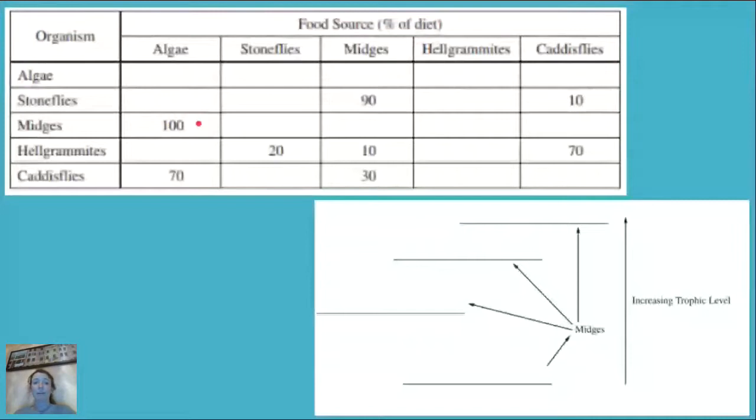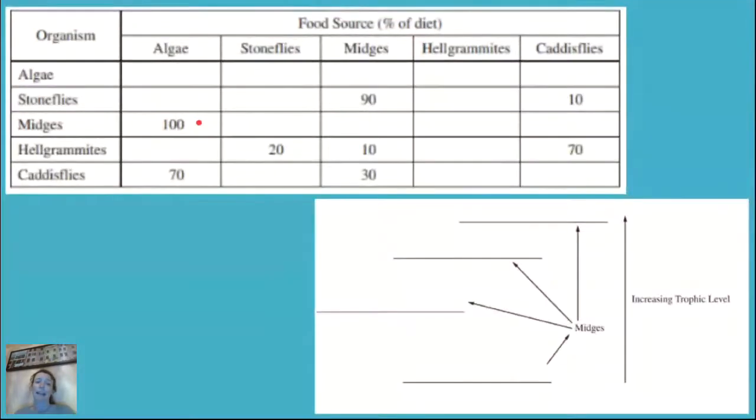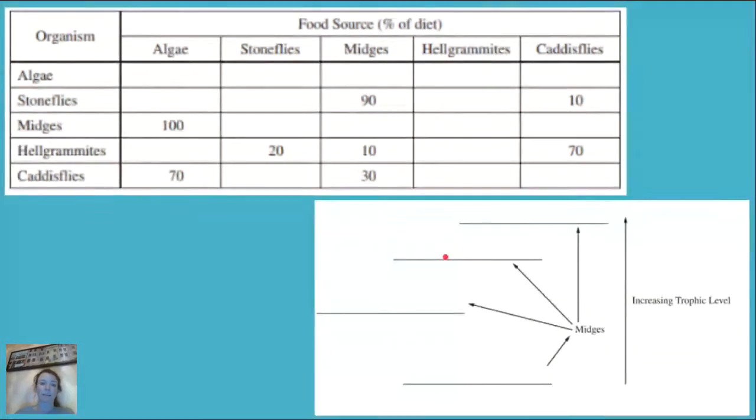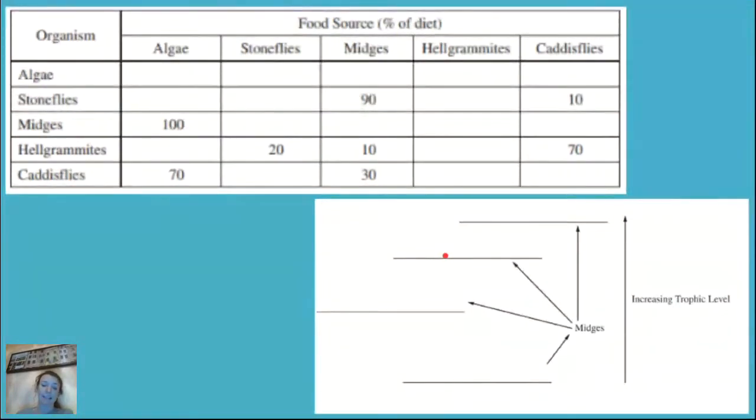And now we have 3 other things to place: stoneflies, hellgrammits, and caddisflies. So let's take a look at their diet. Stoneflies eat midges and caddisflies. So in my head, stoneflies have to be above midges. They also have to be above caddisflies because they eat the caddisfly, and therefore they are at a higher trophic level. So I know that stoneflies cannot go here, and I have to pick between these 2 spots for it. Hellgrammits eat stoneflies, midges, and caddisflies. They eat everything. So that tells me pretty quickly that they need to be at the top of the food chain here.